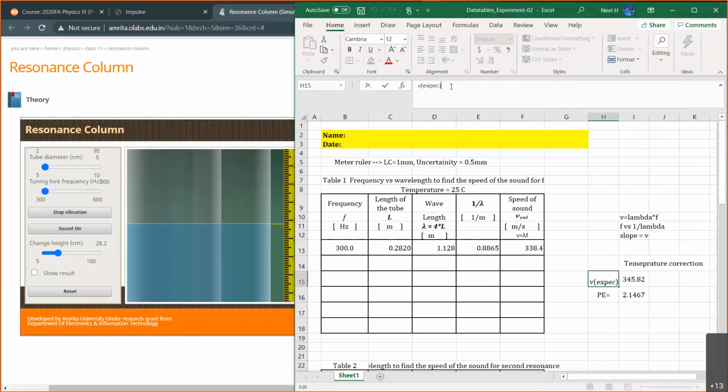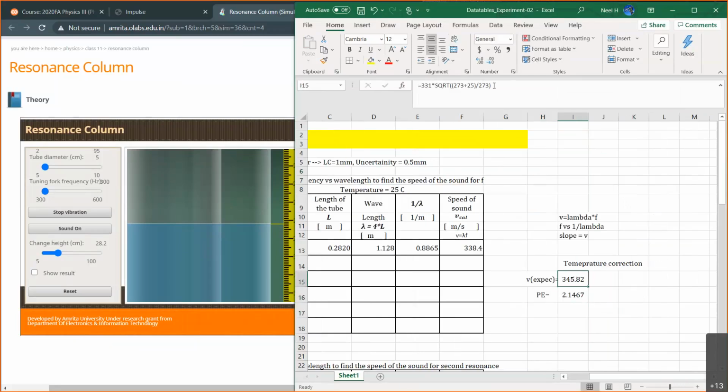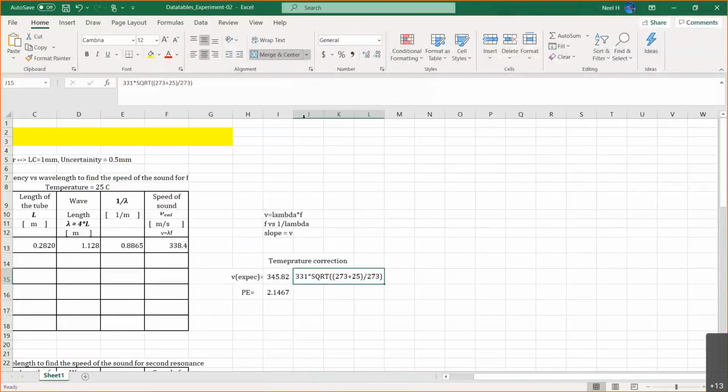And the equation for the temperature correction, let me copy paste that. This is that formula. We used that in class some time ago, so you can refer to that as needed, okay? So that is the equation I use.